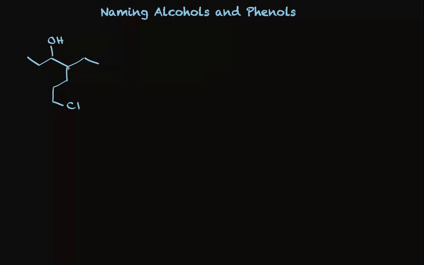Step one is to identify the highest priority functional group. Well, that would be the OH. Remember, halogen has no priority at all. It's simply named as a substituent. And then we need to locate the longest chain that contains that functional group. It might help to just put dots at every single carbon so you don't get confused about which ones are which.